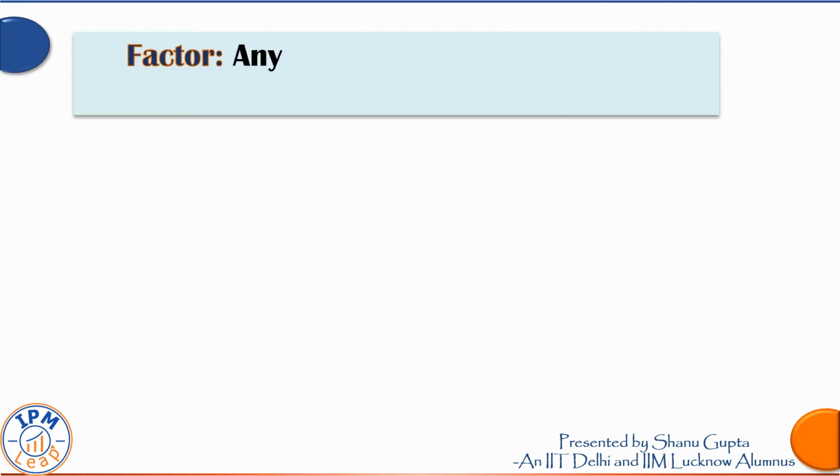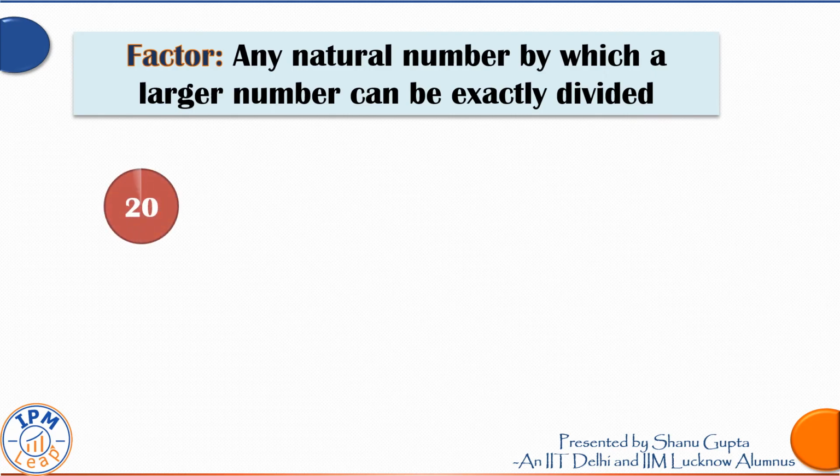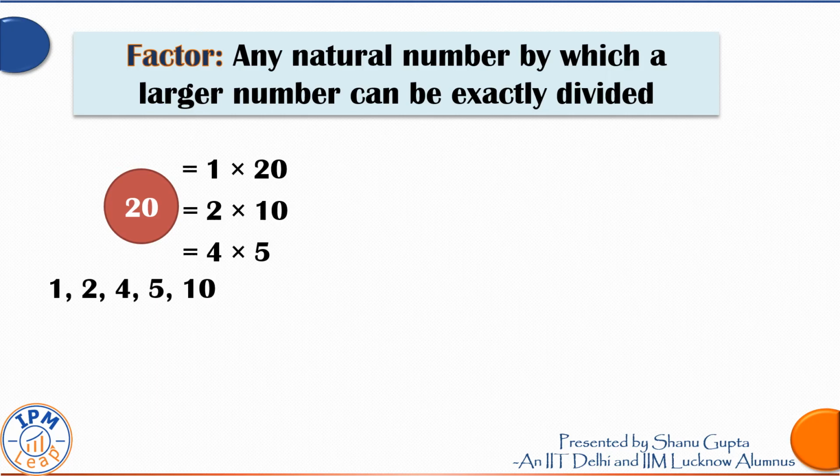First things first, what is a factor? Well, a factor is any natural number by which a larger number can be exactly divided. Say for example, we have the number 20. 20 has many factors, which is the same as saying it can be divided exactly by many numbers. And if someone asks you how many factors, try writing the number as a product of two smaller numbers, and each of those will be a factor of 20.